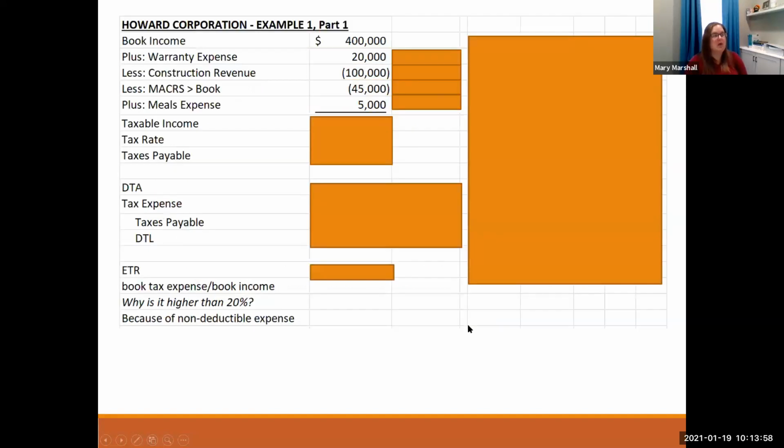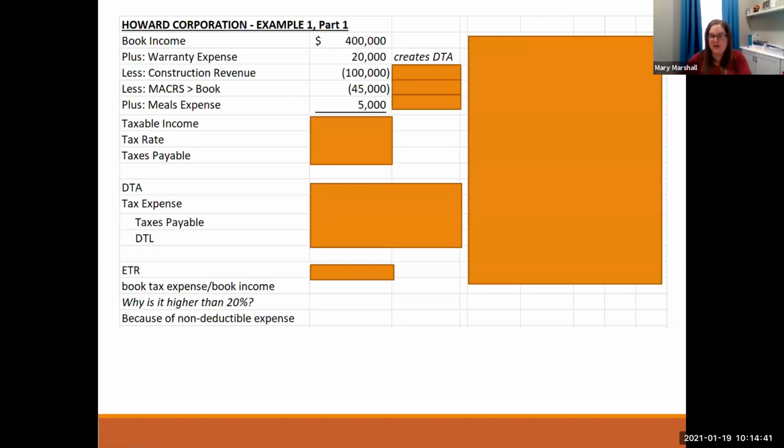So the first part when you see a problem like this is to just list out what are the differences I know about and just get them written down. And then you'll think through, okay, would this create a DTA or a DTL? So the $20,000 in warranty expense, this was deducted for book purposes, but it has to be added back for tax purposes. So would that be a DTA or a DTL? Because we're going to deduct it on the tax return later. So it's going to reduce tax expense later.